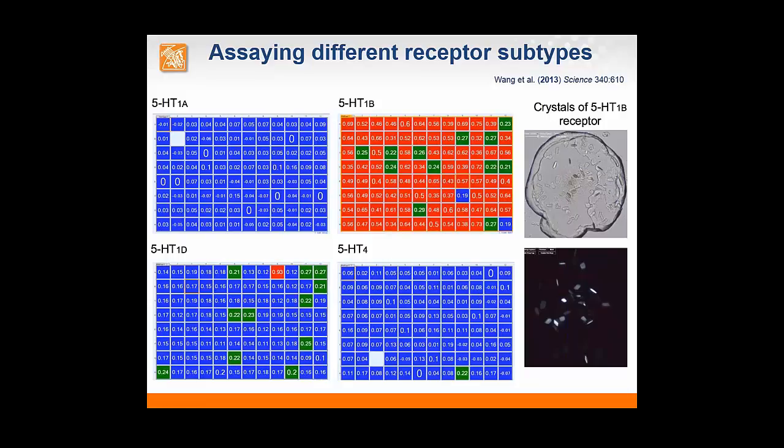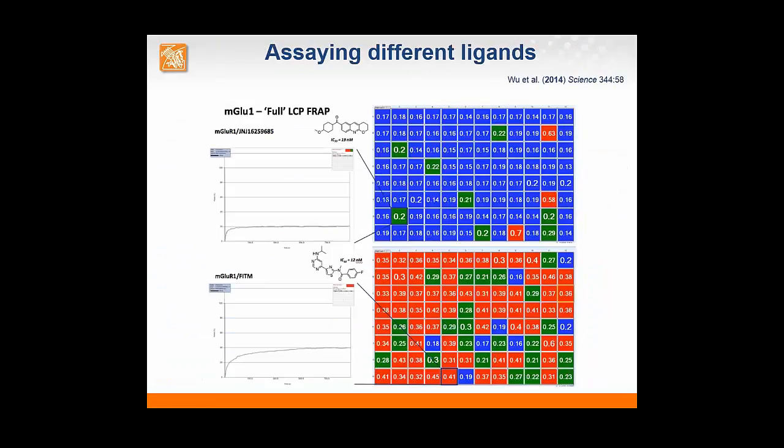When we tried crystallization, we obtained crystals of the 5-HT1B and we didn't get crystals in any other subtypes after extensive crystallization trials. The next example is for looking at different ligands, and this is for the mGlu1 receptor. It's a class C receptor. Again, the choice of the ligand is very important for crystallization and also for diffusion of the protein.